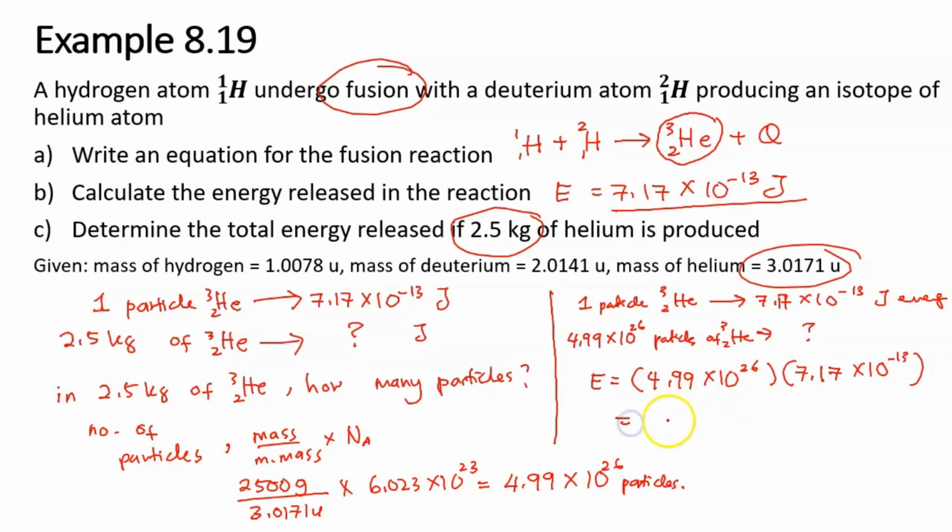Okay, therefore you will get 3.58 exponent 14 joule of energy release, okay, in 2.5 kilogram helium. Ataupun kita boleh kata dalam 2.5 kilogram helium ada partikel sebanyak 4.99 eksponen 26. Okay, so kalau satu partikel helium menghasilkan 7.17 energi, maka 4.99 pula akan menghasilkan berapa banyak energi. So darabkan saja dan you get the final answer.